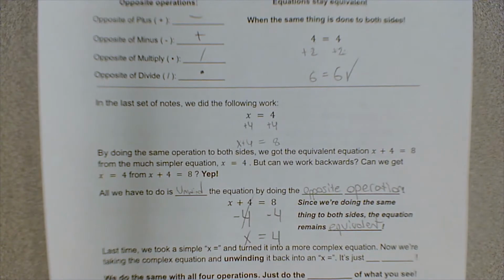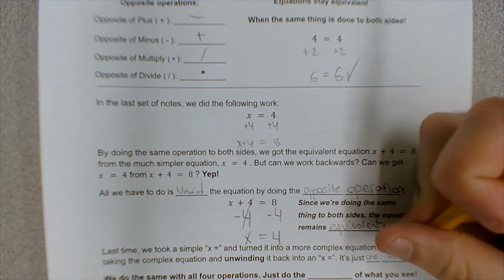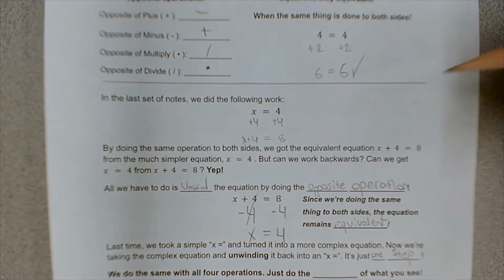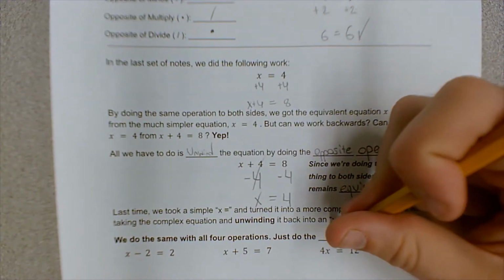Okay, so last time we took a simple x equals and turned it into a more complex equation. Now we're taking a complex equation and unwinding it back into an x equals. It's just one step. So we do the same thing with all 4 operations. Just do the opposite of what you see.